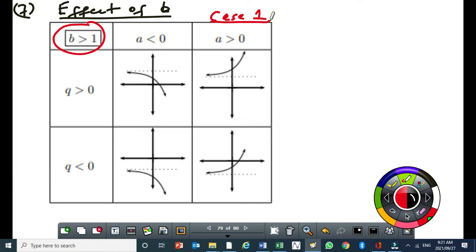Then if A is negative and Q is also negative, both the curve and the asymptote are below the x-axis. And since A is negative, there will be a decreasing function. But the asymptote is going to be above that curve. So whenever A is negative, then we are going to have a decreasing function.